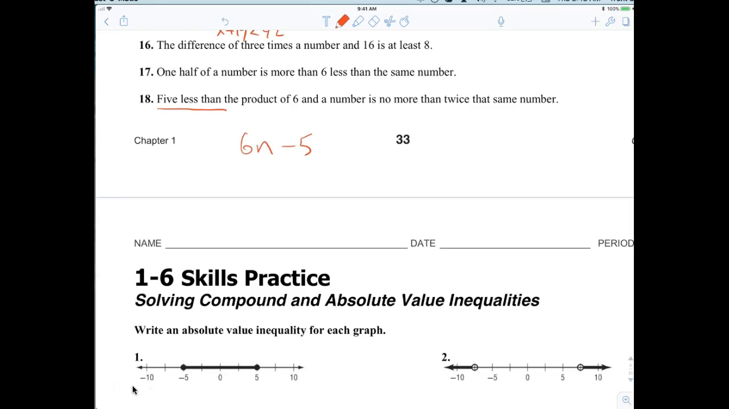6n. Now here we got to be careful. "No more than": if you're not more than, you have to be less than or equal to. Yeah, less than or equal to. Those are always on standardized tests. 2n. I don't care about solving it now. Just being able to write it is the most important thing. Okay, pretty easy.